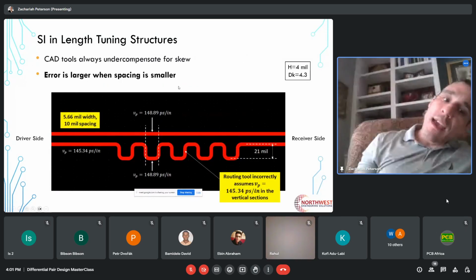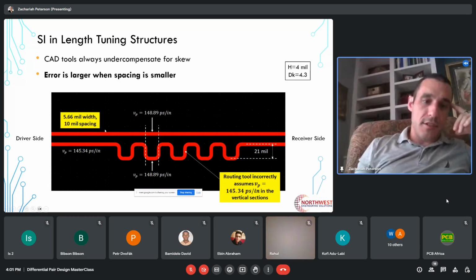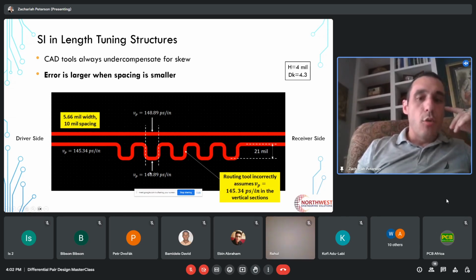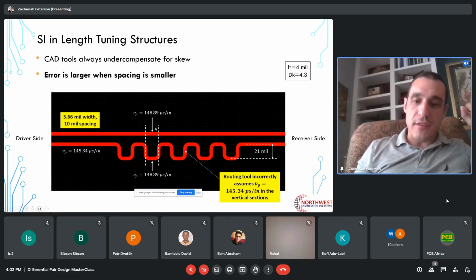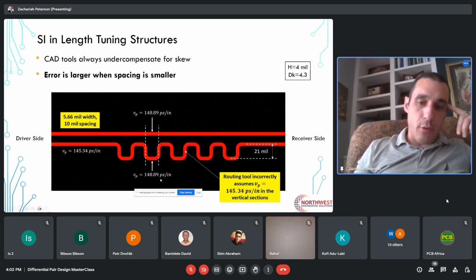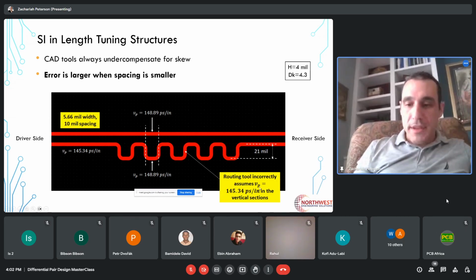And so when you have these length tuning sections like this, the velocity in the length tuning section is going to be slightly different from the velocity in the untuned section. The signal velocity over here is 145.34 picoseconds per inch, whereas in this section where you have the large deviation in the length tuning region, you will have a value of 148.89. This is important because in this region, the routing tool incorrectly assumes that the delay is actually this value.